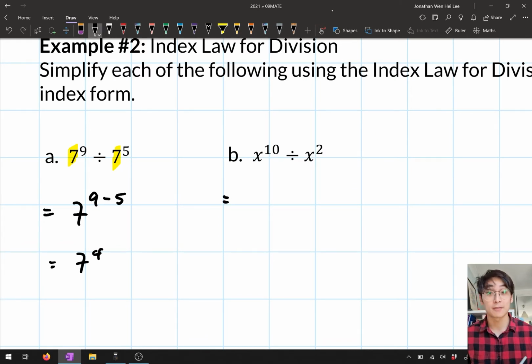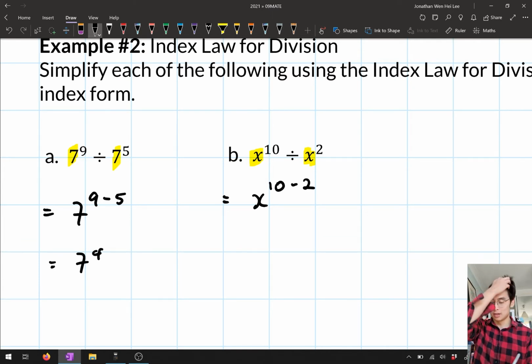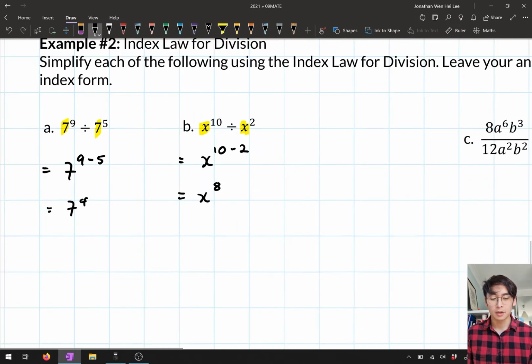x to the power 10 divided by x to the power 2. Once again, they have the same base of x, and so we can apply that index law for division. So I'm going to have x to the power 10 minus 2. When I divide, I'm subtracting the powers. And so here, this just becomes x to the power 8. Okay, there we go.